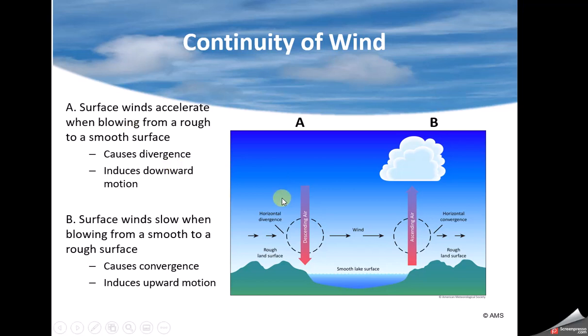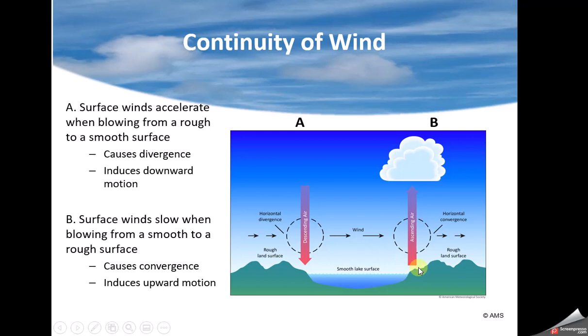You can look here and see when the winds are going over a smooth surface. For example, over a rough surface they're going slower. They're going to pick up speed over the lake when they hit it. If they do that, there's going to be divergence because the winds picked up speed. And divergence at the surface means winds are going to converge aloft, winds are going to sink.